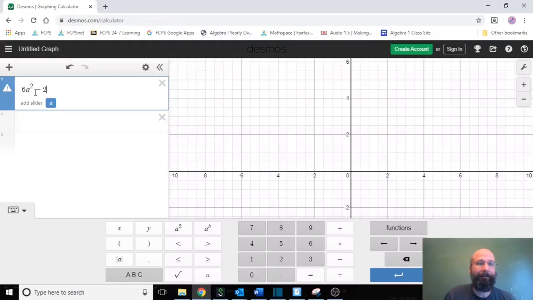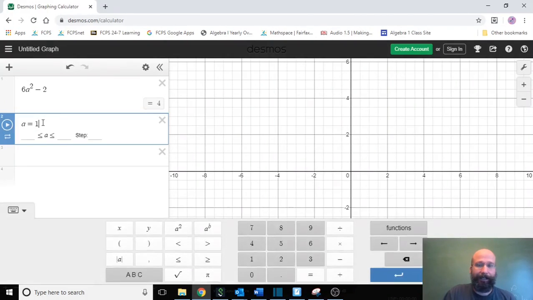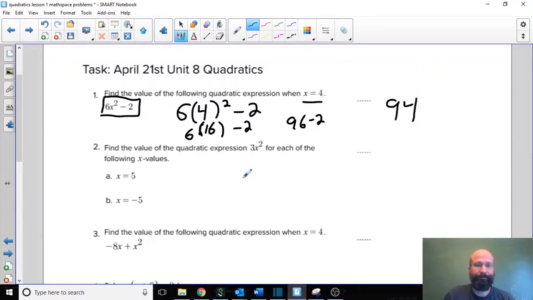So you can't ever use x when you're substituting in Desmos. You've got to make it a letter, and then you just click on the letter and change the value, and it gives you your answer right here. It's the same as telling a calculator that it equals 4. You're telling Desmos that a equals 4, and you put in the original problem here. Hopefully that makes sense.